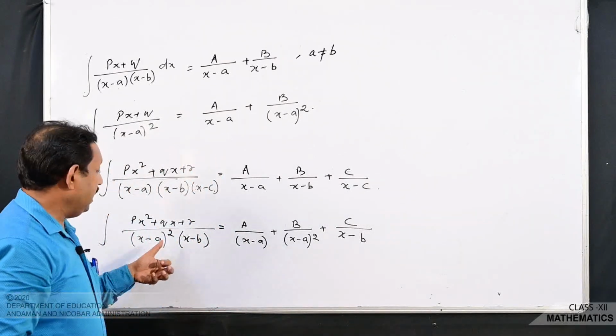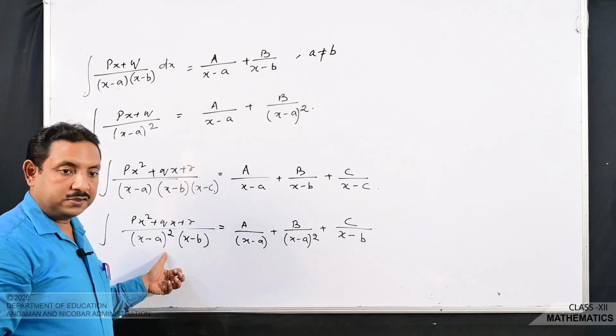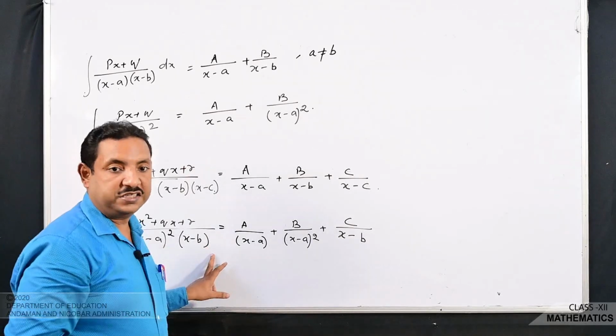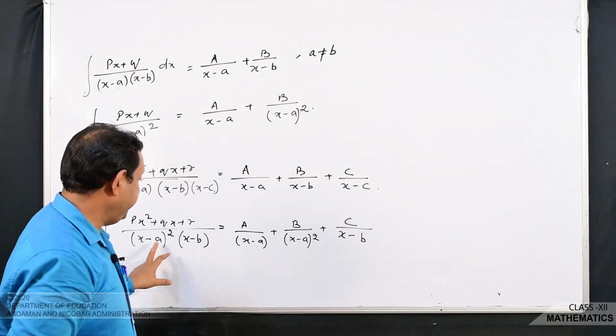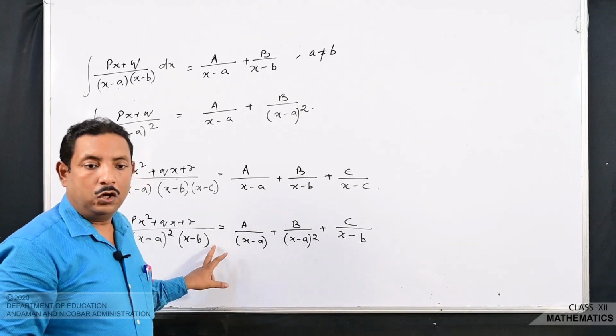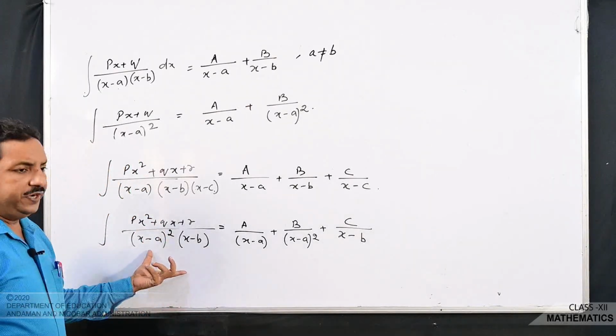Here a is repeating twice and b is distinct. A and b should not be equal. Okay.